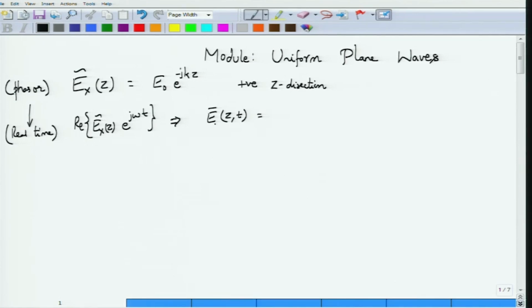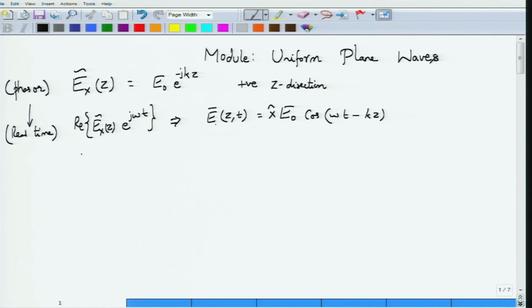To obtain this full expression, which involves time as well as the direction of propagation, you start with the phasor, multiply by e power j omega t, and take the real part of it. When you did that, you saw that this is given by x hat, indicating the orientation of the electric field, E0 being the amplitude, cos of omega t minus kz. So these are the only wave components that we saw in the last module.